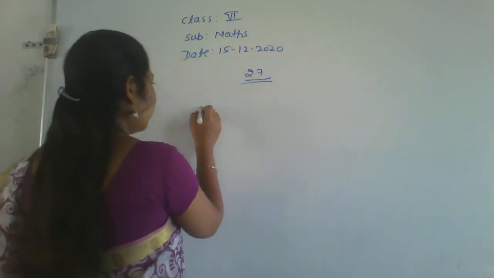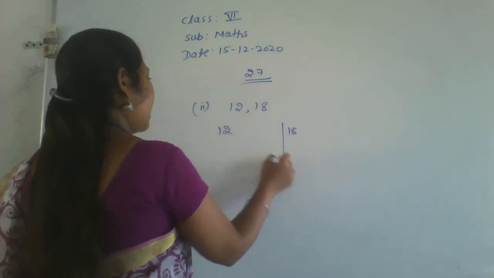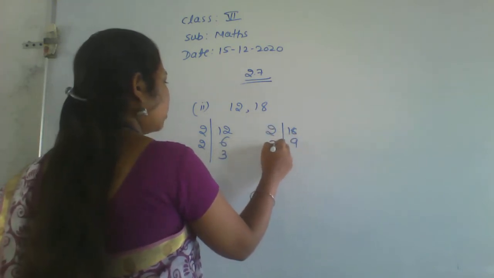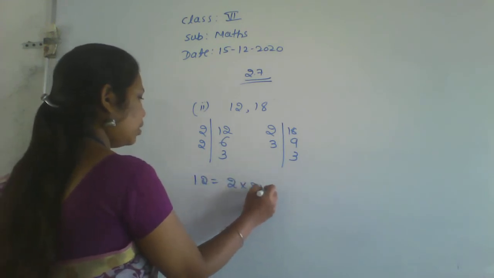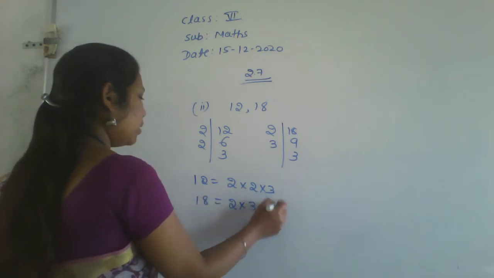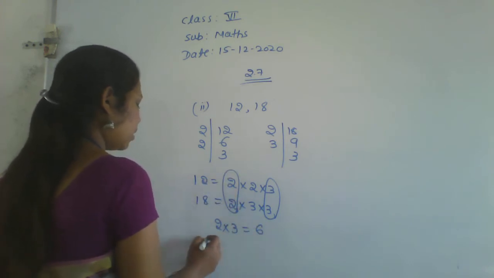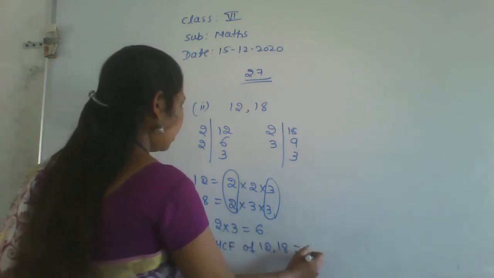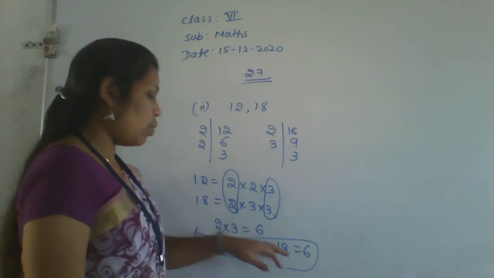12 and 18. 12 comma 18 is there. Okay. So first find the prime factors. 2 6s are 12, 2 3s are 6, and here 2 9s are 18, 3 3s are 9. Okay. So here 12 can be written as 2 into 2 into 3, and 18 can be written as 2 into 3 into 3. Here 3 is one common and 2 is one common. So 2 into 3, that is equal to 6. Therefore HCF of 12 comma 18 is equal to 6.